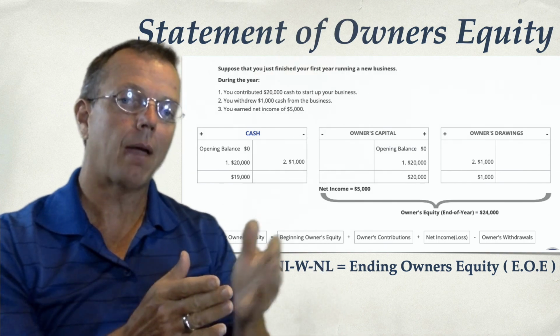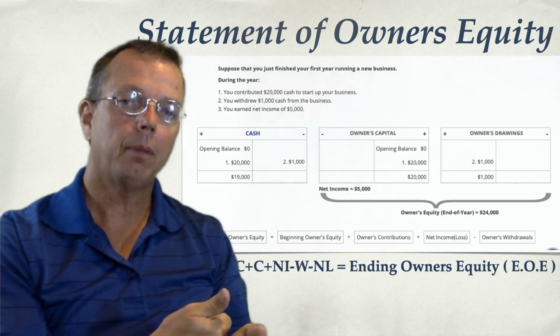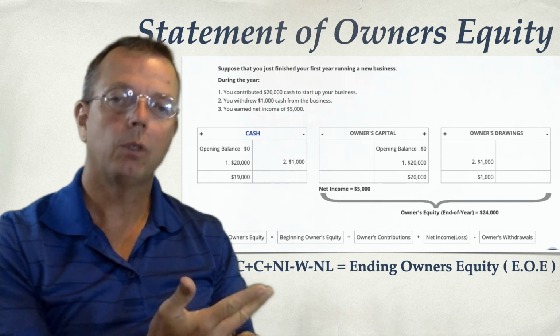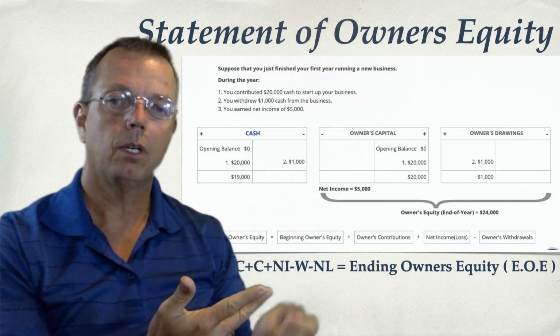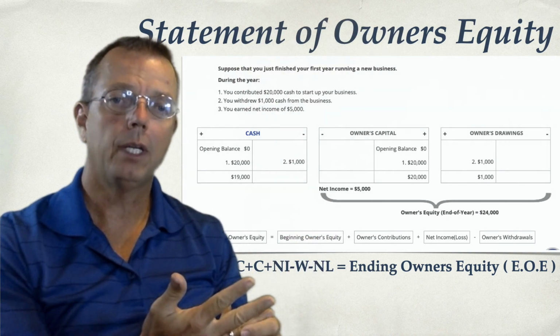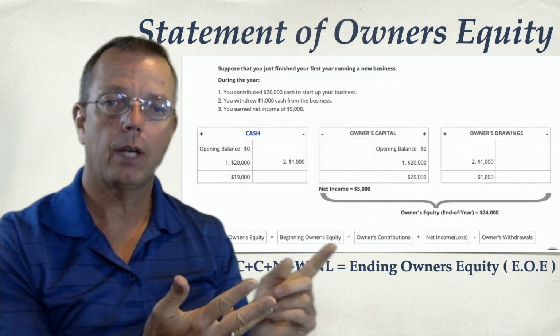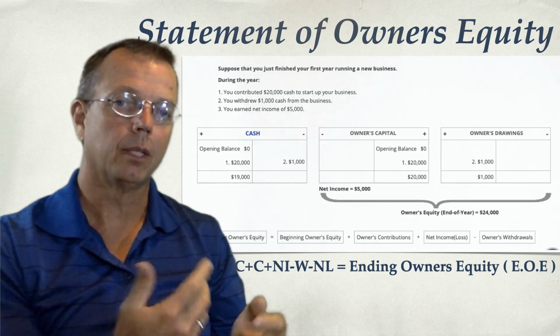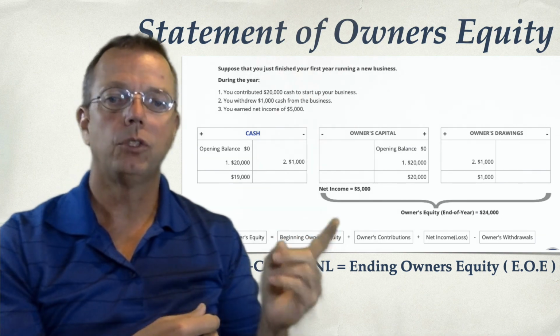So just add in the numbers, right? So opening capital plus net income, which we know because it came from the income statement. So they made $5,000. Did we withdraw money? Yes. So it's a minus, right? We took out $1,000. And was there a net loss? No, because we had a net income. So the net loss is zero. Gives you your owner's equity.